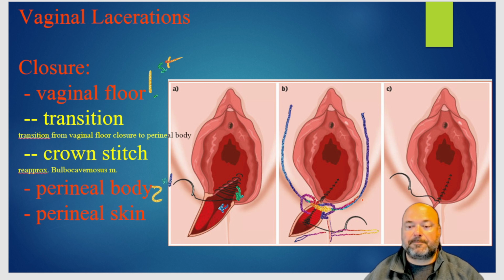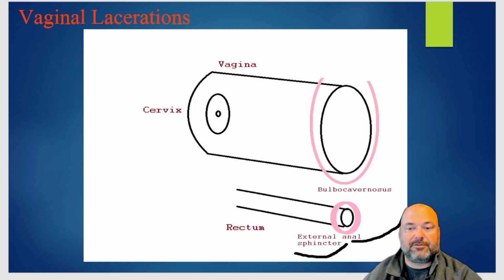perineal body closure. And then closing the perineal skin. So again, vaginal floor, transitioning down to the perineum, doing the crown stitch to reapproximate our bulbocavernosus, closing the perineal body, closing the perineal skin, and that's it. So let's see what that looks like in a little bit more of a 3-dimensional model.